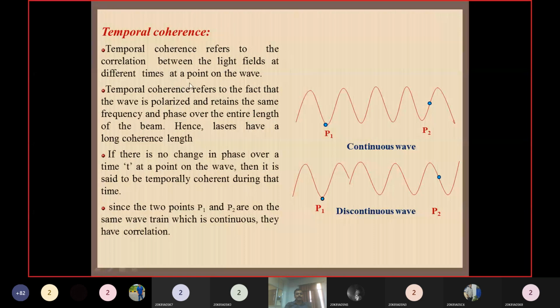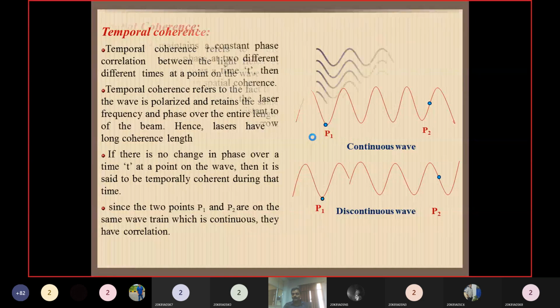at different times at a point on the wave. We are taking one particular point here. It will have some phase. Suppose two waves are there. At a point P1, how long do they stay correlated?